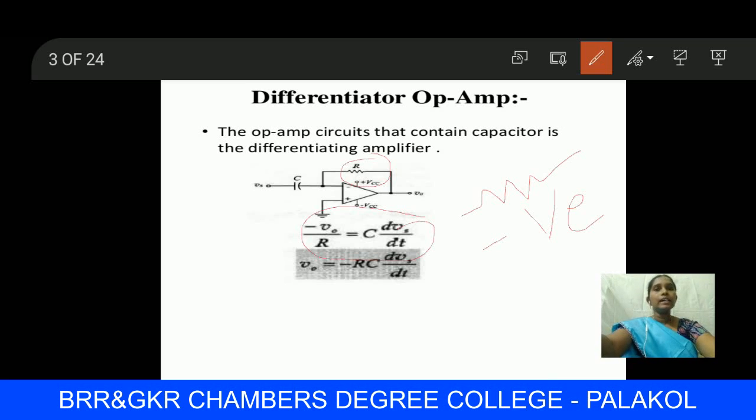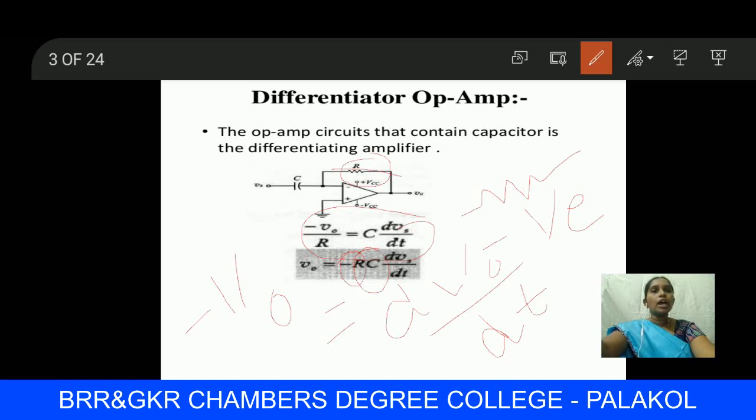That means here the output voltage V naught is equal to the derivative of the input voltage, the rate of change of input voltage with respect to time. That is nothing but the differentiator. So here this is an RC. RC means it is a time constant. Here a negative sign is used. Why? Because here we are using a negative feedback amplifier. So that's why a negative sign is used.